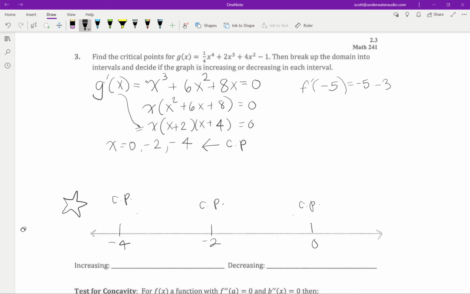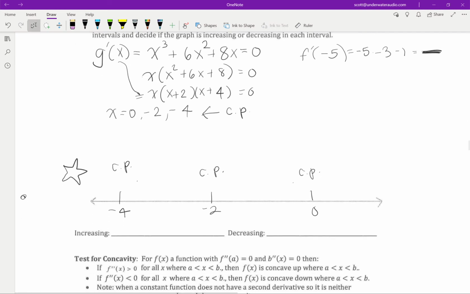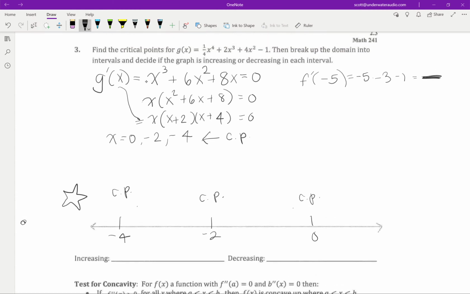And then -5 plus 4 is -1. So I've got a negative times a negative times a negative, or a negative value. I don't actually need to figure out exactly what negative value it is, because all I need to know is that it's negative on this starred interval. So that would tell me that it's decreasing. So on the interval from -infinity to -4, it's decreasing. Okay, so I'll move to my next interval.